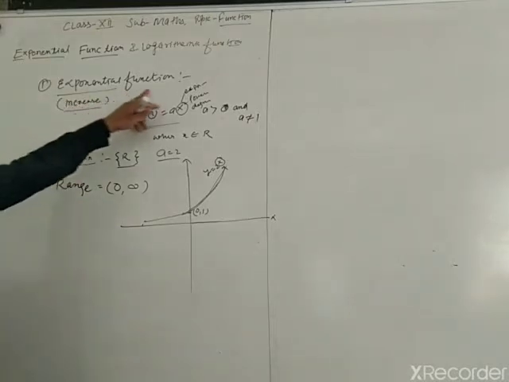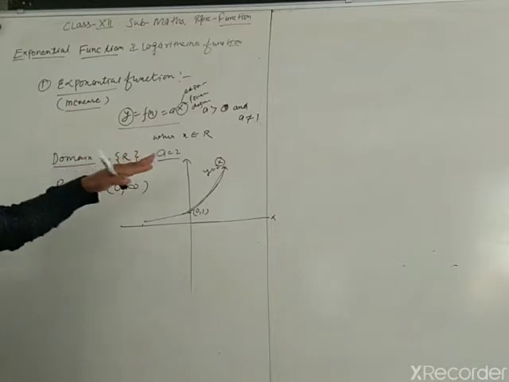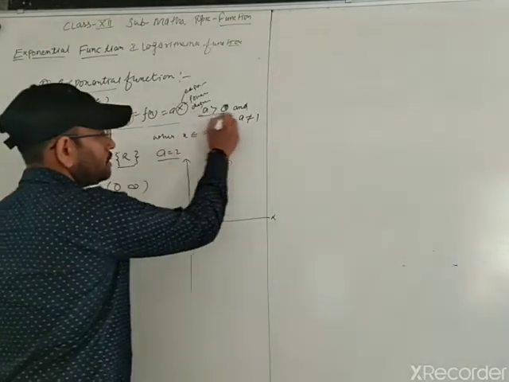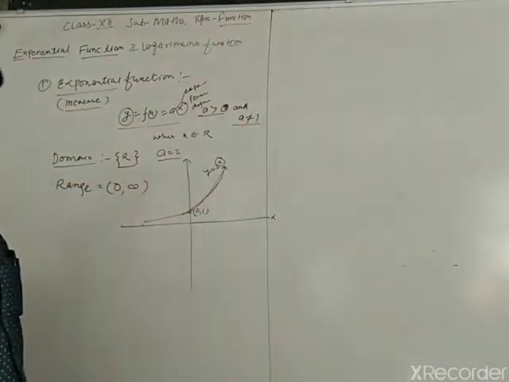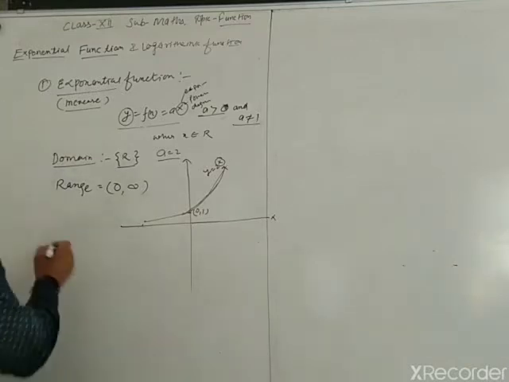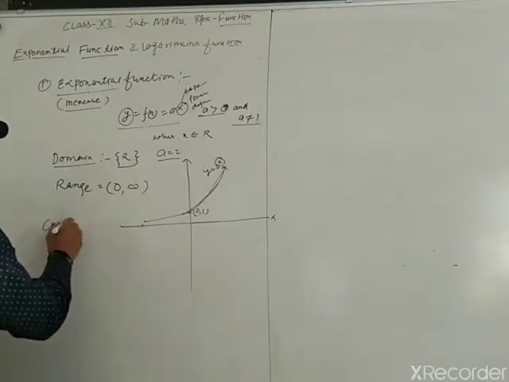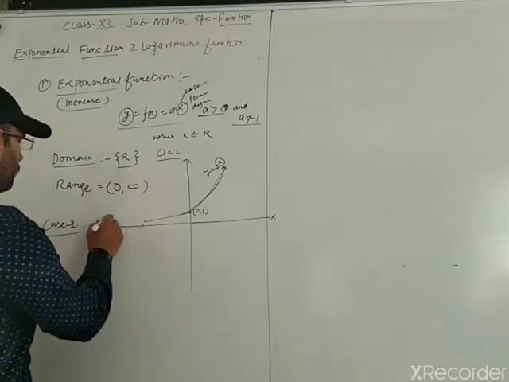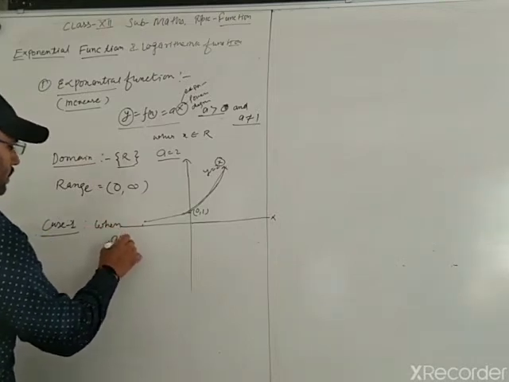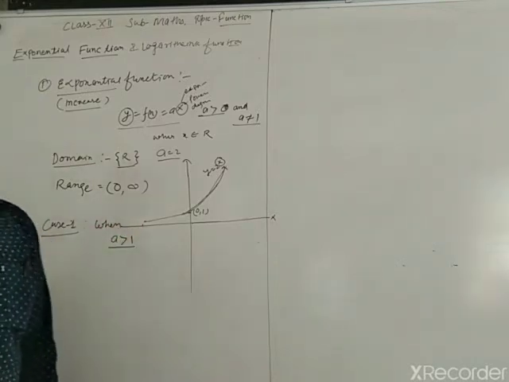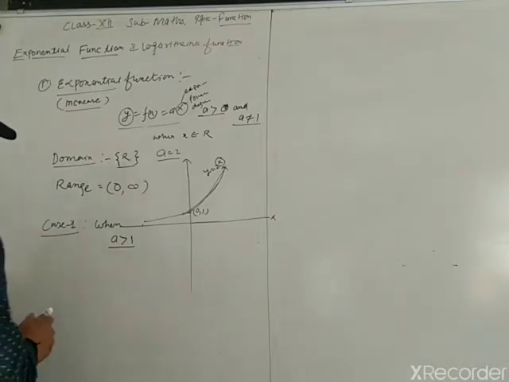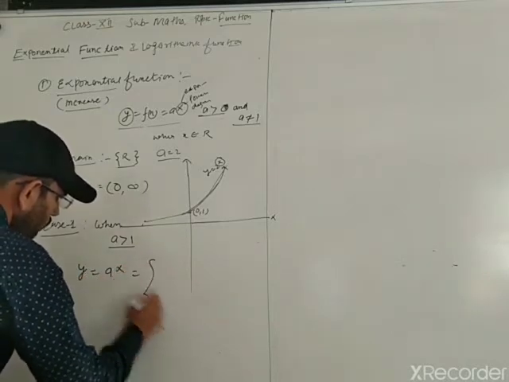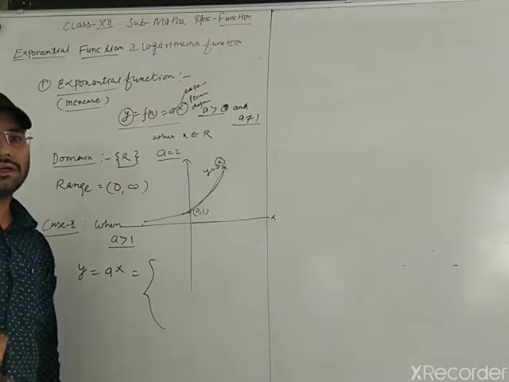So we are discussing the exponential function. The exponential function is an increasing function. y is equal to f(x), a to the power x. This function where a is always greater than 0 and not equal to 1. So now we have two cases arising. Case 1, when a is greater than 1, clear? In that case we can say y is equal to a to the power x, and now we have three conditions, clear.